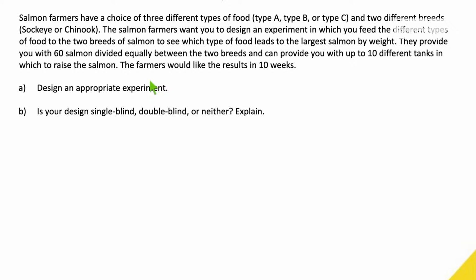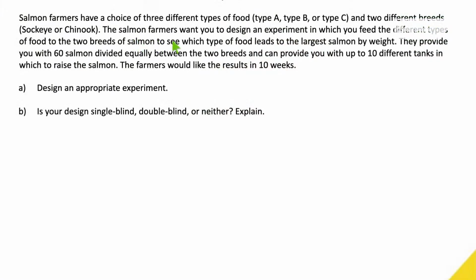Here you have a salmon farmer, choice of 3 different types of foods, type A, B, and C. These are generic names. 2 different breeds of salmon fish, sockeye and chinook. And the salmon farmers want you to design an experiment. So this is your clue. This is a DOE, design of experiments, where you feed them different types of foods, and the objective is largest salmon by weight. And that's what you're looking for.